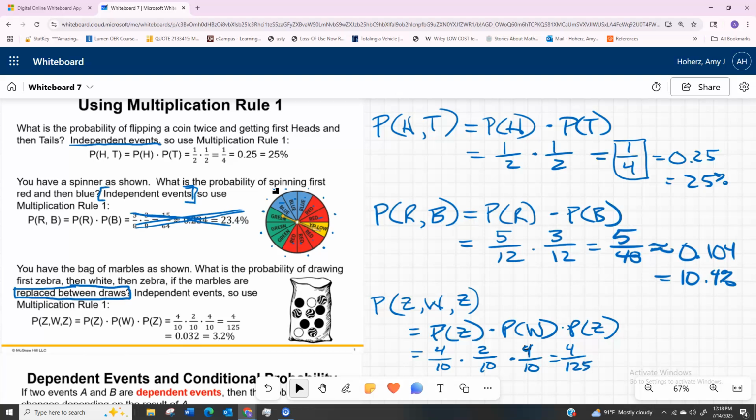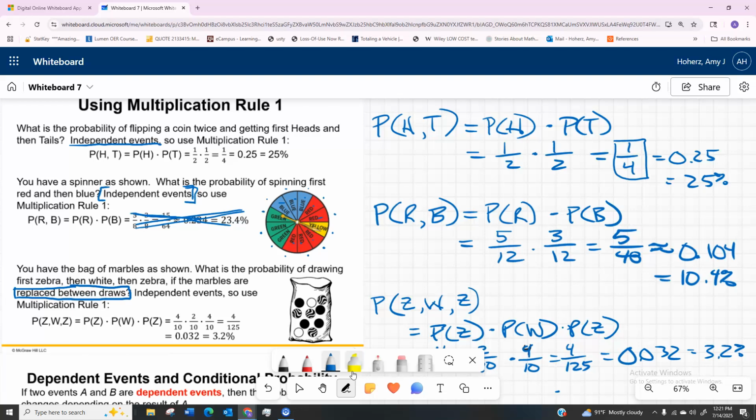So pretty low chance that you're going to get those 3 in particular. Only out of 125 draws, you would be expected to only have that happen 4 times. And then that is equal to 0.032, which is 3.2%. So only a 3% chance.